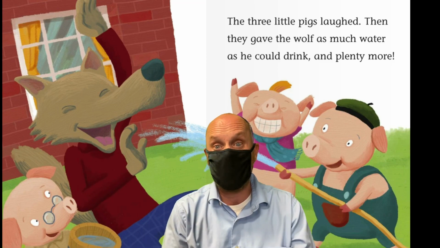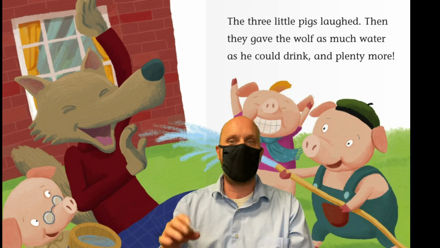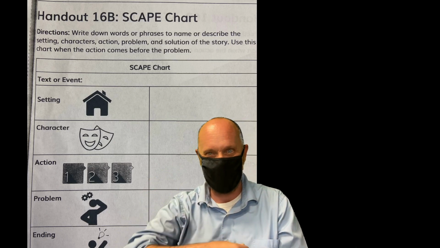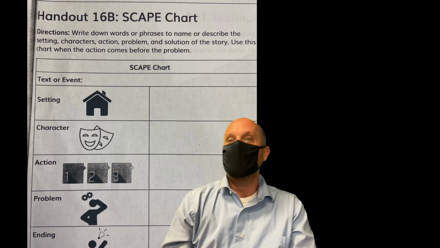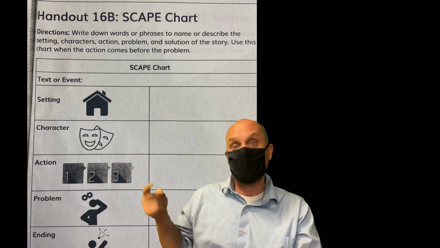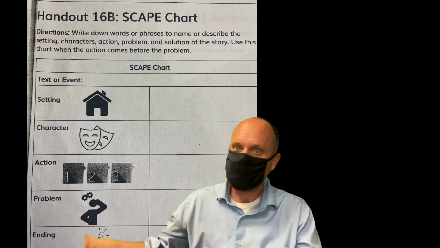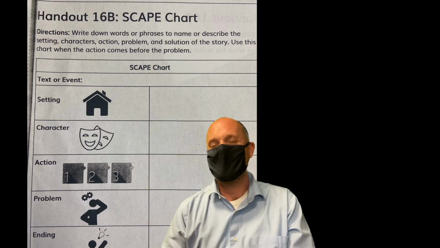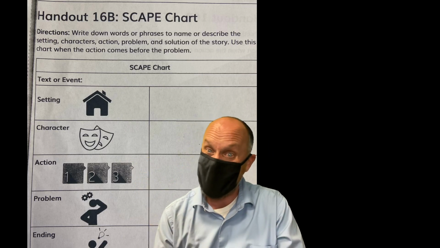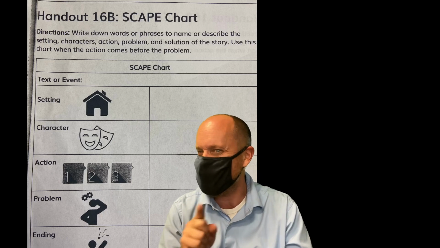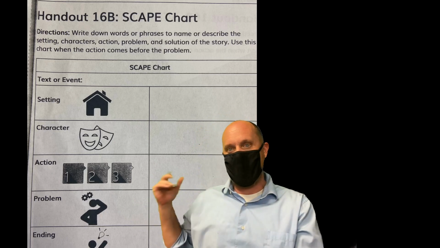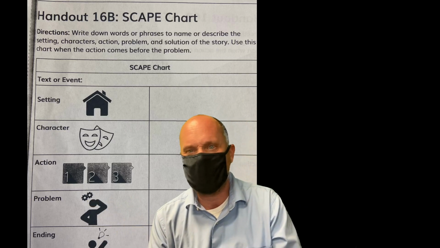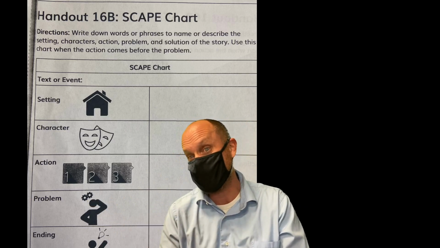Now, after we finished the book, we took a look at our scape chart. If you look at the story that we read, we have our setting, which is the pig's neighborhood. Our characters, which we know are the three little pigs and the wolf. See how I know it didn't say big bad wolf? I said wolf. We have our action, which is our beginning, middle, and end of the story, which we already know because we just heard it.